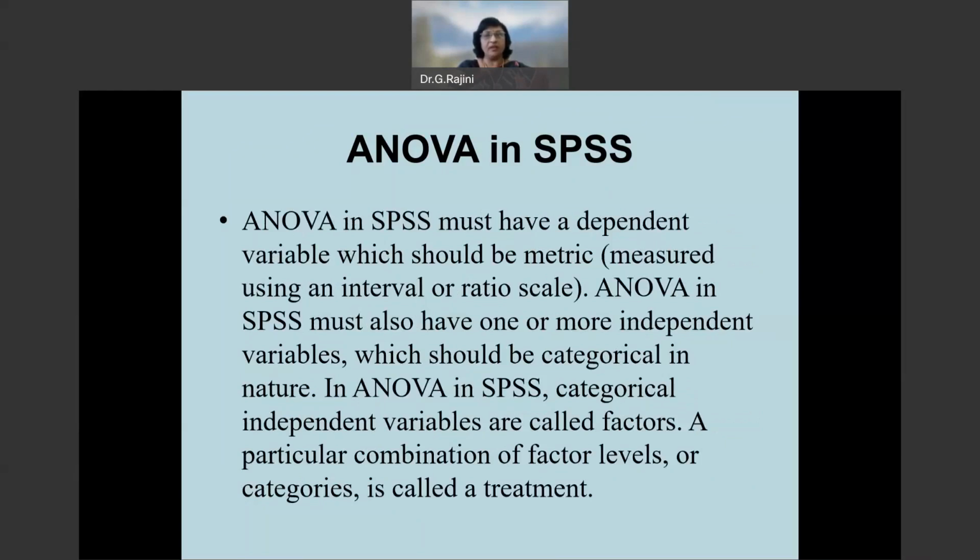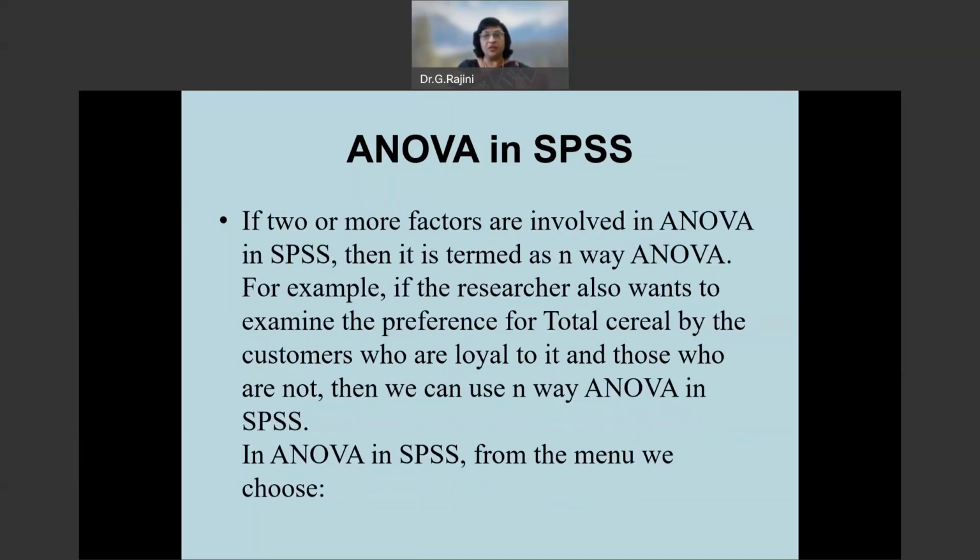So ANOVA must have a dependent variable, as I've told you already, and it has an independent variable as well, which should be categorical in nature. In ANOVA, the categorical independent variables are called factors. The independent variable should be put in the factor, and a particular combination of factor levels or categories we call a treatment. If you have two or more factors involved in ANOVA, then you term it n-way ANOVA. For example, if the researcher also wants to examine the preference for a cereal by customers who are loyal to it and those who are not, then you can use n-way ANOVA in SPSS.